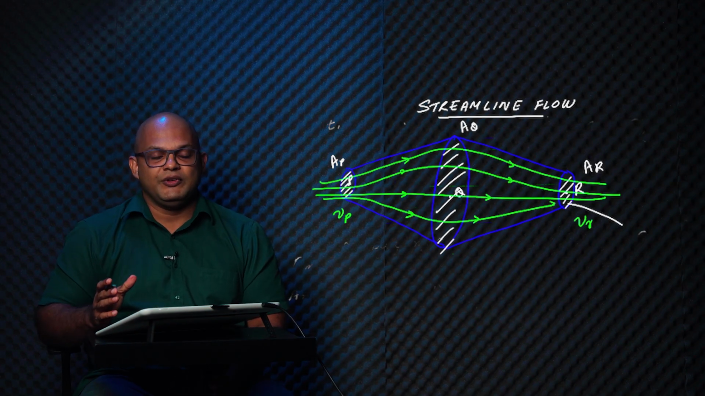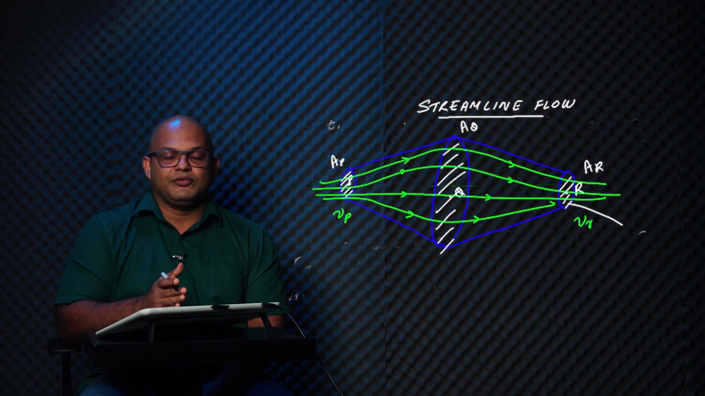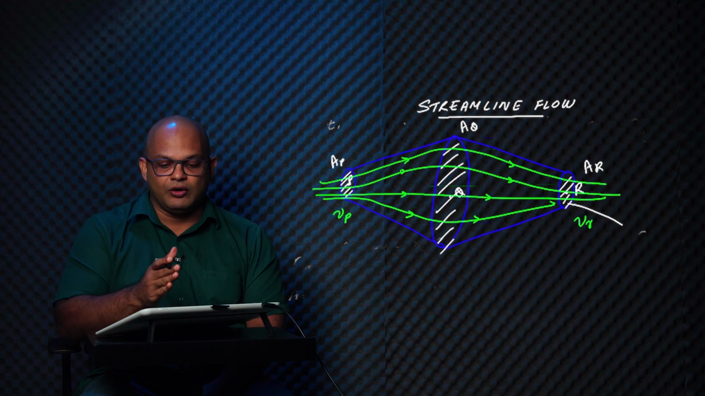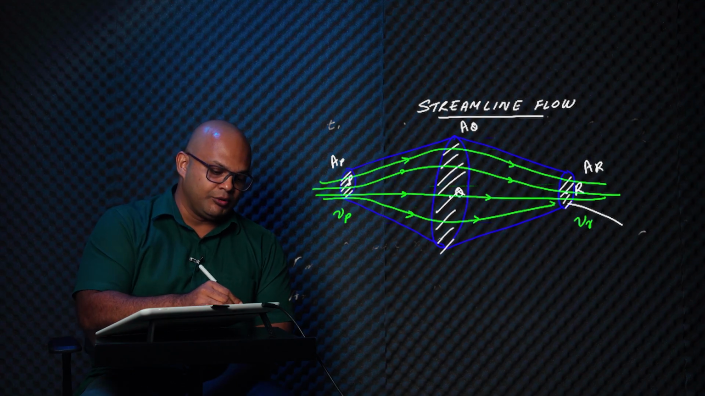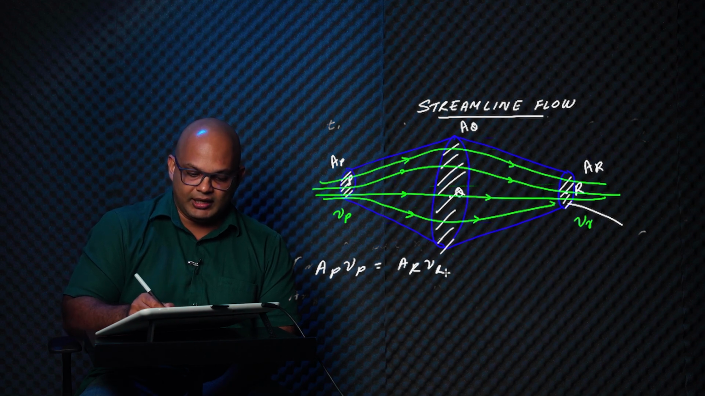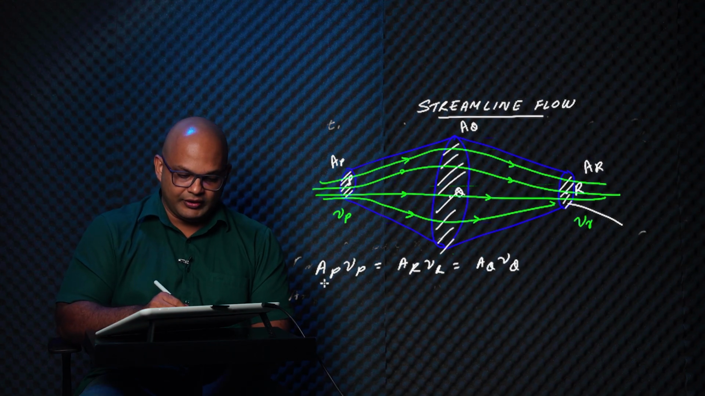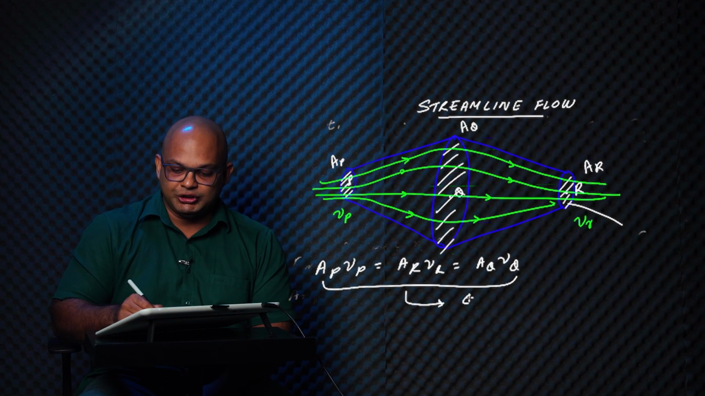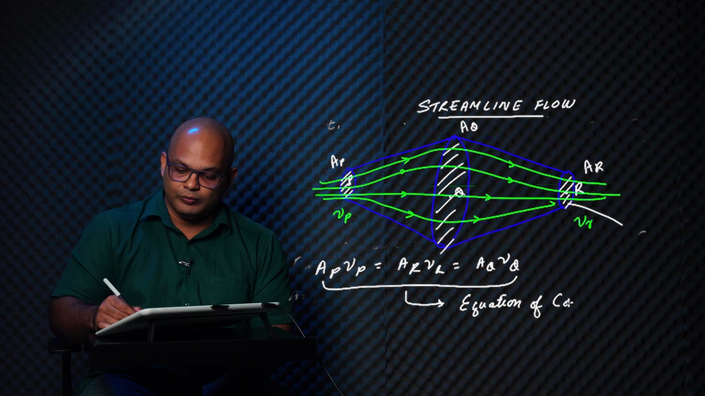Based on all this, we can say that since we are dealing with an incompressible fluid and the same mass of the fluid is transiting through any of these cross section areas for any given amount of time, we can come to the conclusion that AP times VP is equal to AR times VR is equal to AQ times VQ. And this is what we call the equation of continuity, which is a characteristic of a streamline flow.